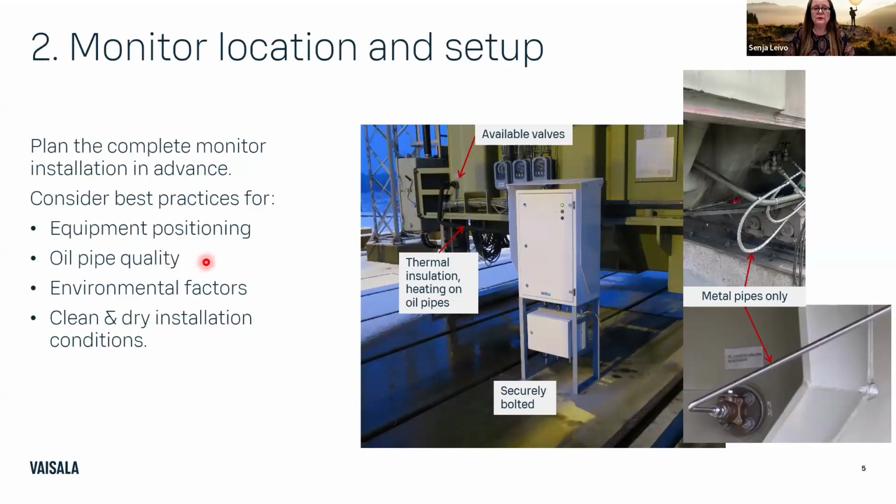We have to think about when measuring DGA gases, we are measuring really small concentrations, a kind of trace amount of gases. Oil pipe quality may have an extreme effect, and it's very important. And in our recommendations, it's always to use metal pipes, never hydraulic hoses, for example, because these hoses have plasticizers, additives that are evaporating. They can get into the oil, get into the monitor, and cause false alarms there.